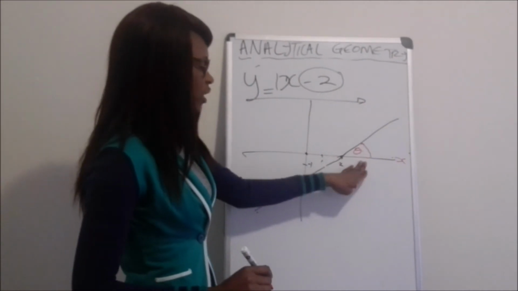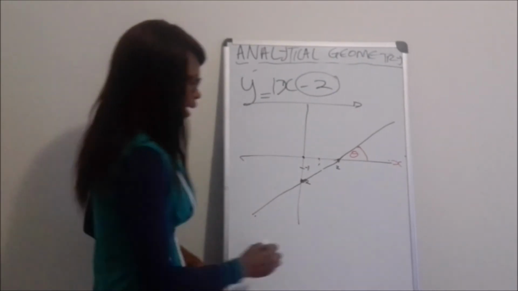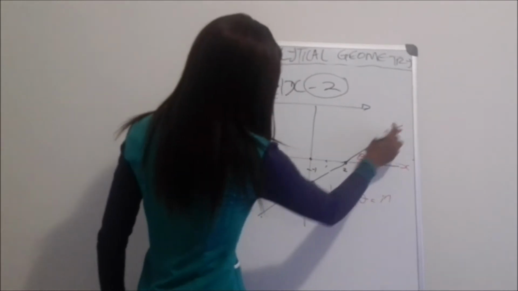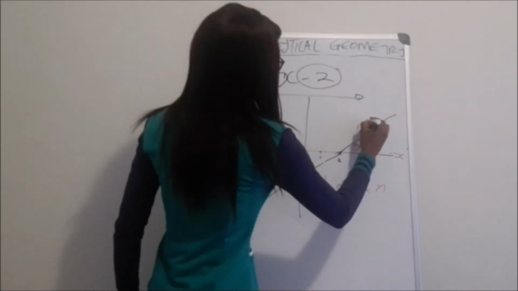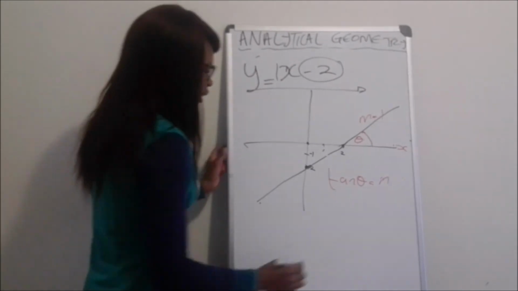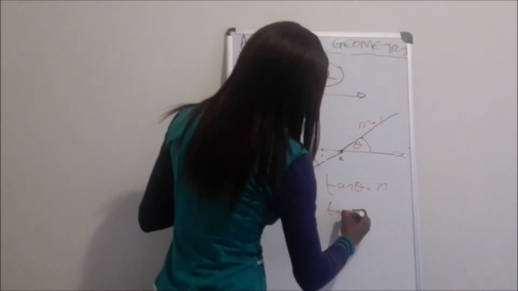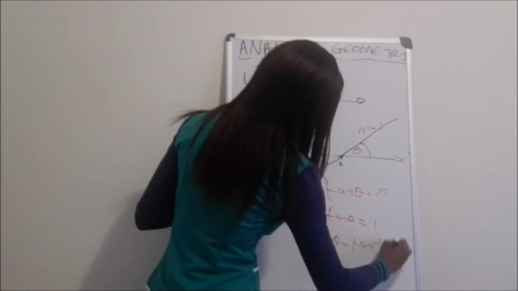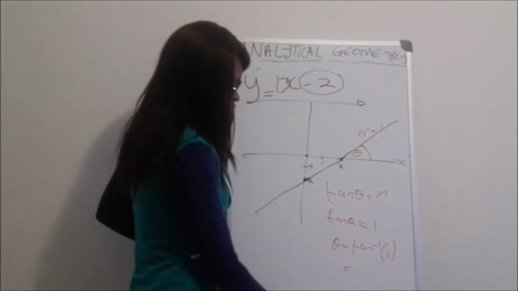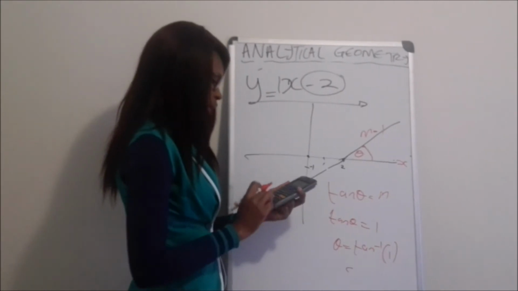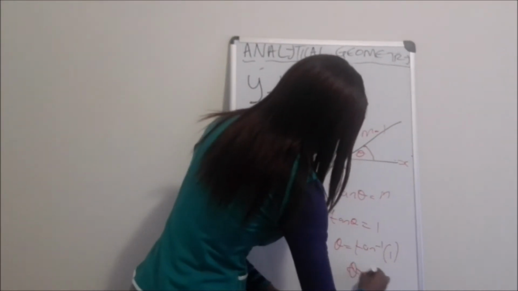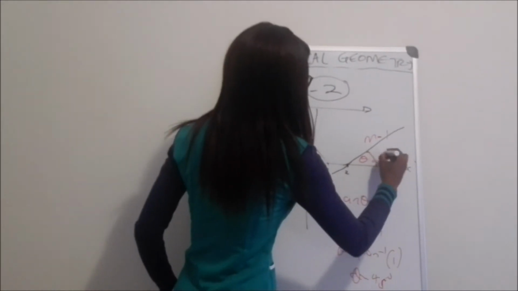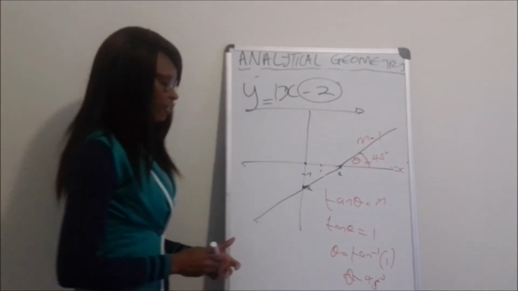So to find the value of theta there, what we need to do is to say tan theta is equal to the gradient of the line, and the gradient of this line is m equals 1. Then we have tan theta equals 1, and then theta will be tan^-1 of 1, and to find that it will be shift into tan, and then we have 1 there, and that will give us theta equals 45 degrees. So this angle is equal to 45 degrees.